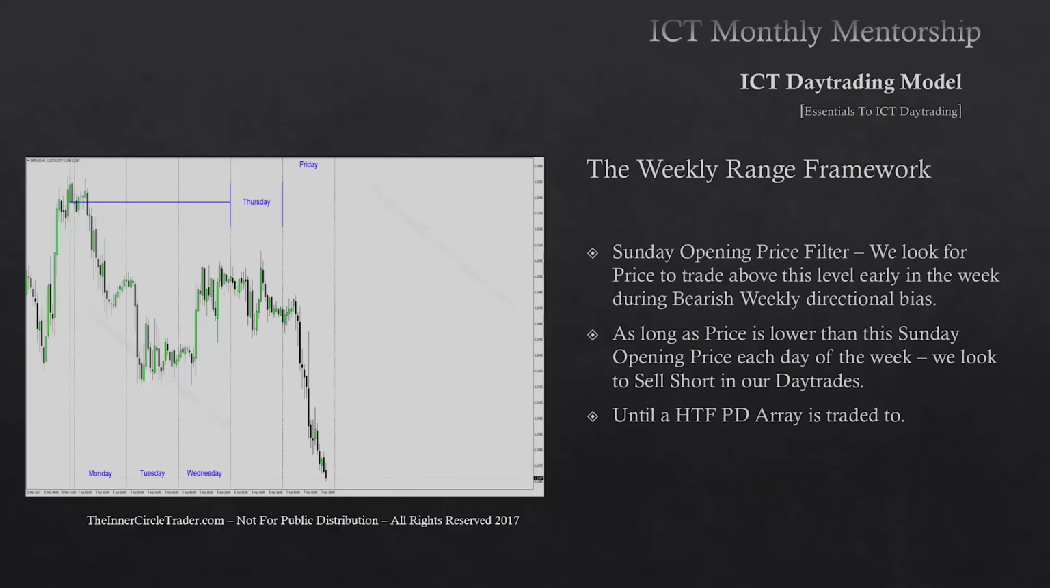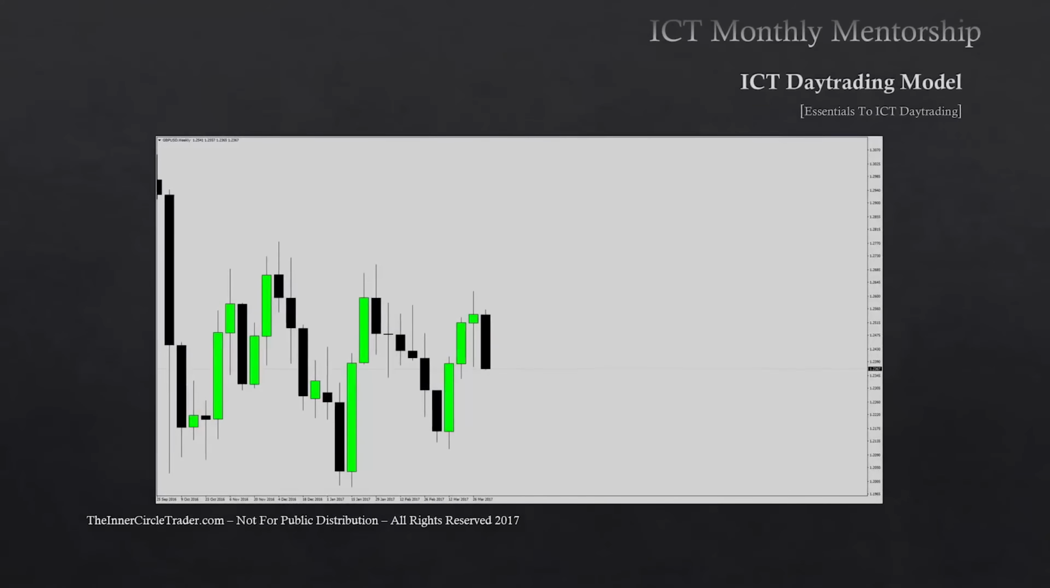But this is only true in this case while we're looking for sell days every day of the week while we're below the Sunday opening price. That's true only until we trade to a higher time frame discount PD array. Okay, so we're looking at a British Pound USD weekly chart.